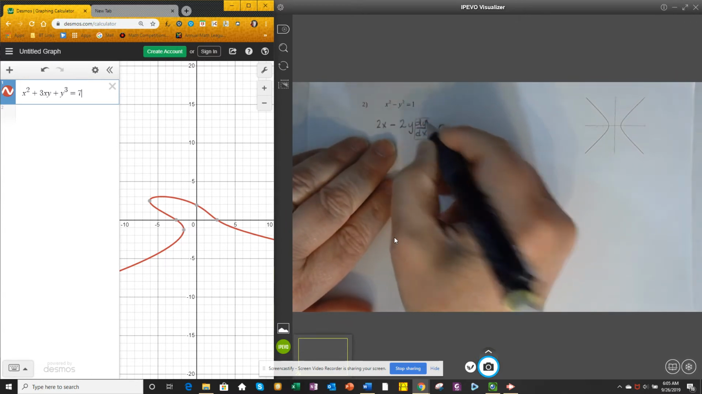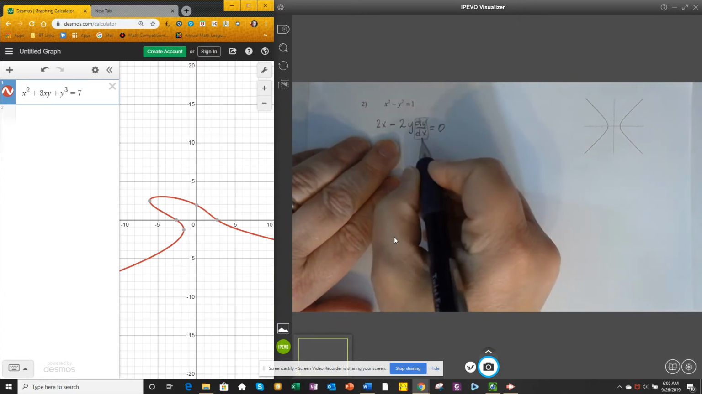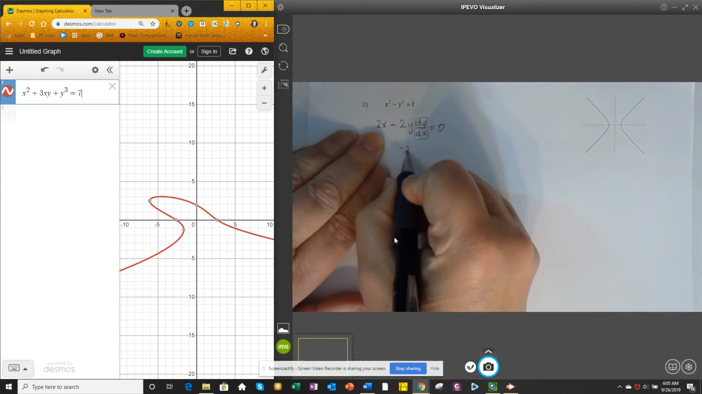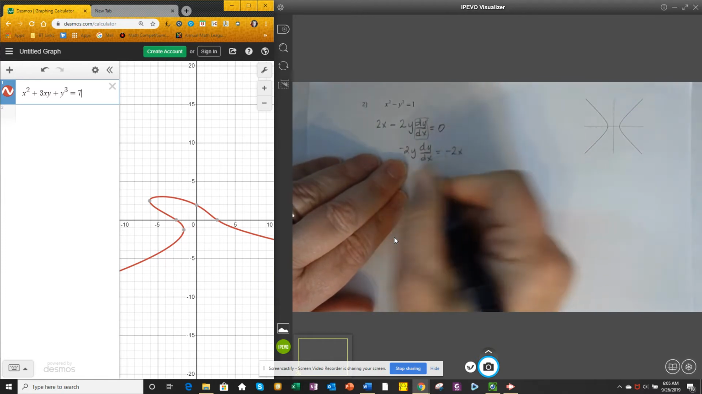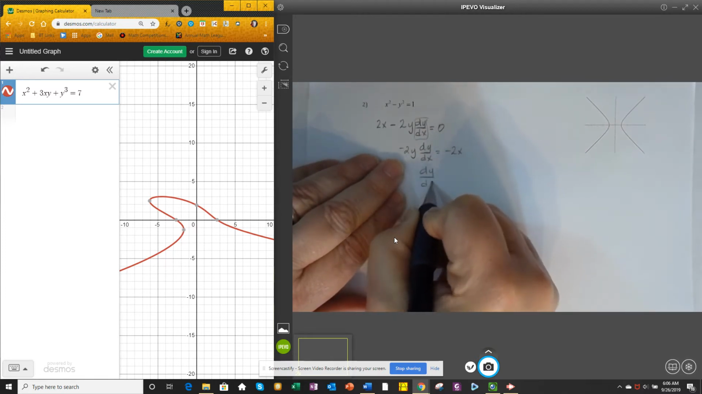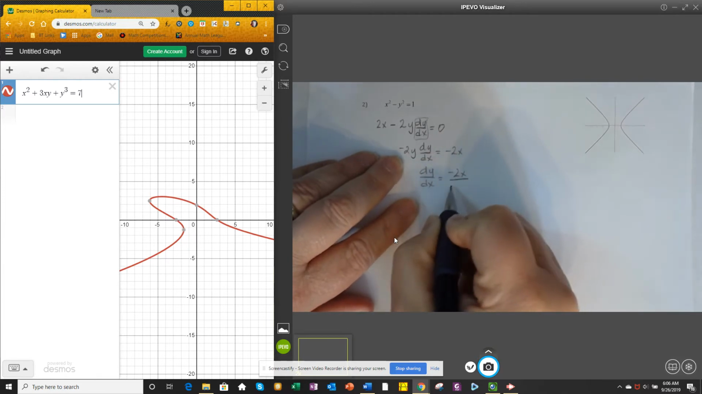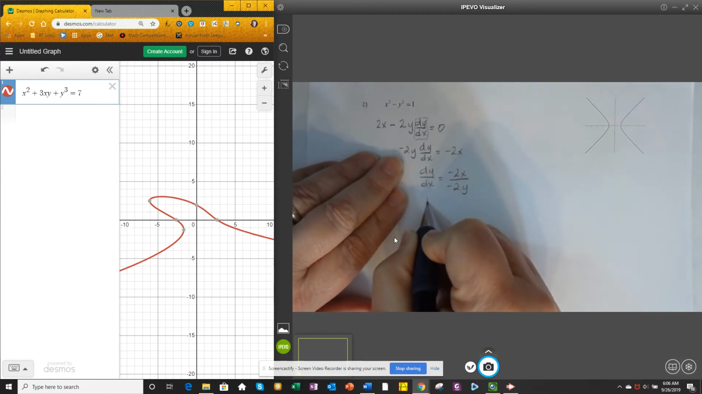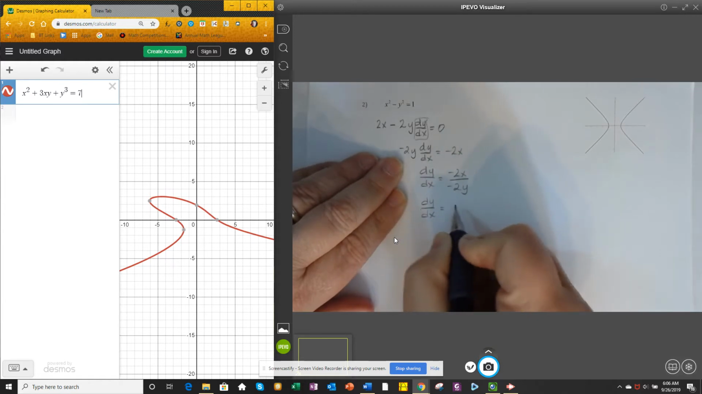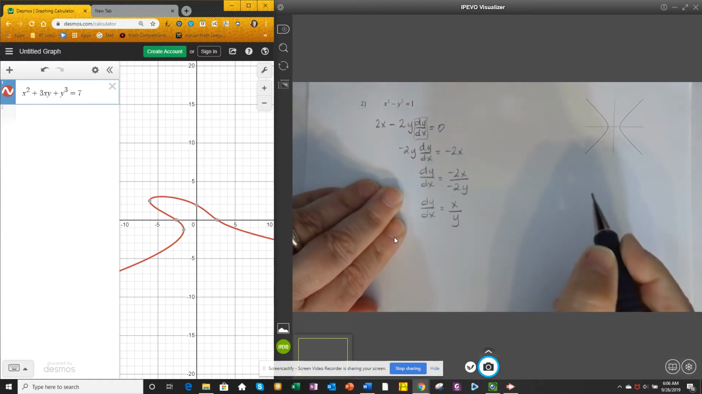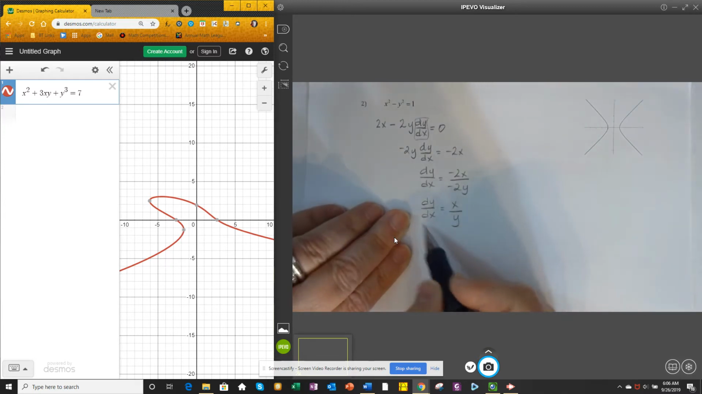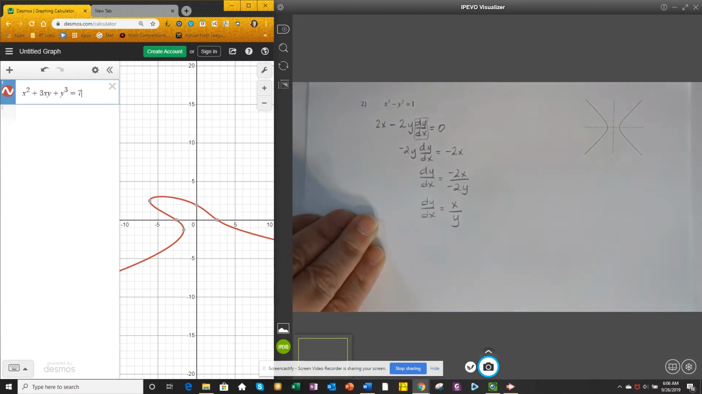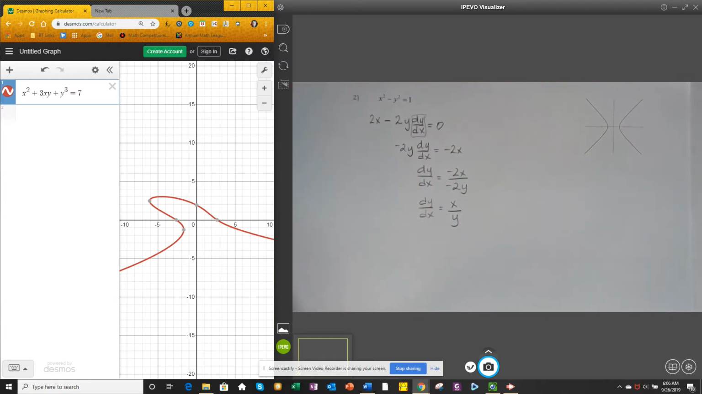And then we're going to solve for dy dx by getting it all by itself. This is negative 2y dy dx. If I move the 2x to the other side, I get negative 2x. And then we get dy dx equals negative 2x over negative 2y. And we can simplify that a step by saying this is x over y. So if I know a point on the hyperbola, I can find the slope there. Okay, so that's number 2. That was easy. Now let's try number 3.